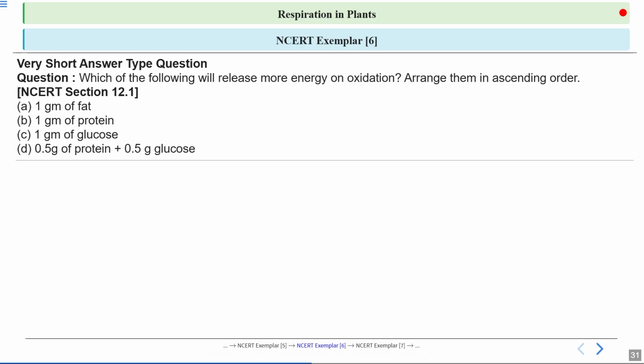So let's look at the next question. Which of the following will release more energy upon oxidation, and arrange them in ascending order? Let's look at the options. Option A, 1 gram of fat. Option B, 1 gram of protein. Option C, 1 gram of glucose. Or option D, 0.5 grams of protein plus 0.5 grams of glucose. Let's see the answer.